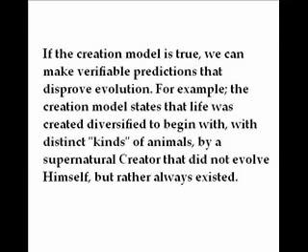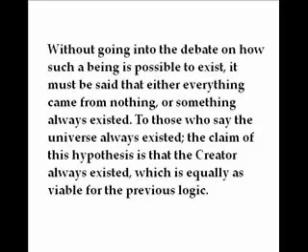If the creation model is true, we can make verifiable predictions that disprove evolution. For example, the creation model states that life was created diversified to begin with, distinct kinds of animals, by a supernatural creator that did not evolve himself but rather always existed. Without going into the debate on how such a being is possible to exist, it must be said that either everything came from nothing or something always existed. To those who say the universe always existed, the claim of this hypothesis is that the creator always existed, which is equally as viable for the previous logic.